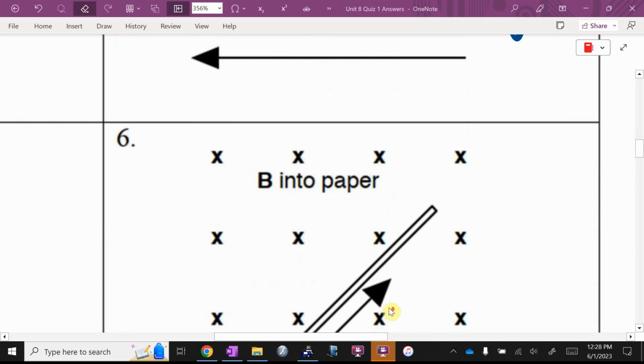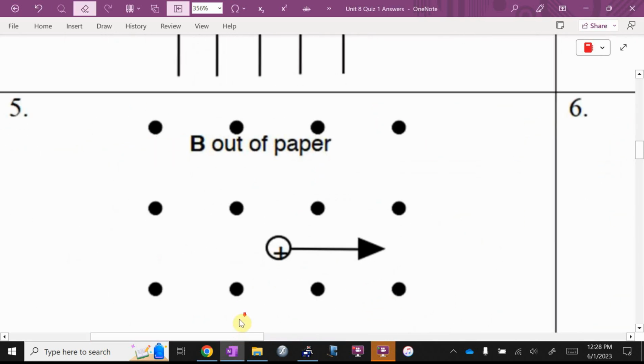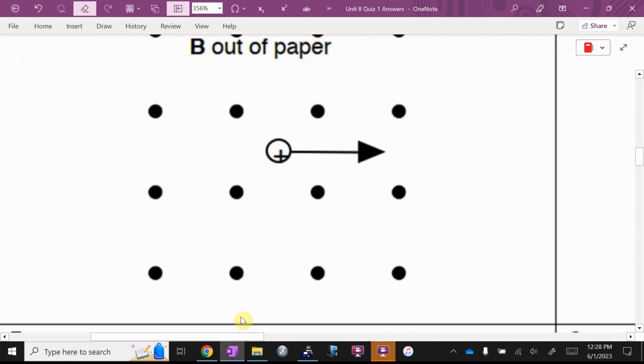Number four. B is out of paper. You know what? I won't say out of paper on the test. I'll expect you to clue in. Now, I didn't put the circles around it because it's a pain. Periods out of the paper, X's into the page.